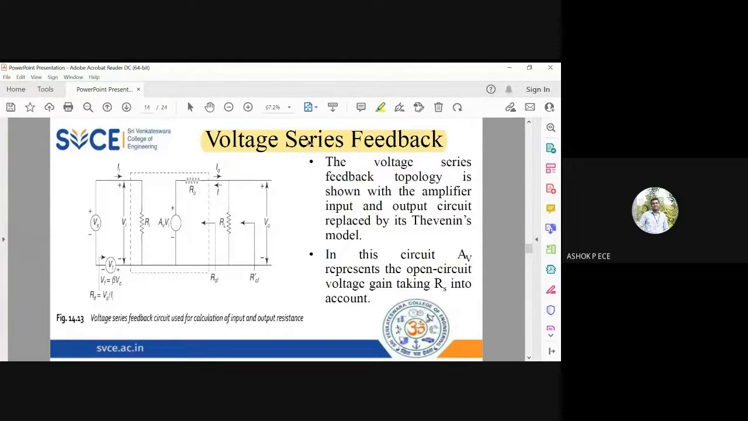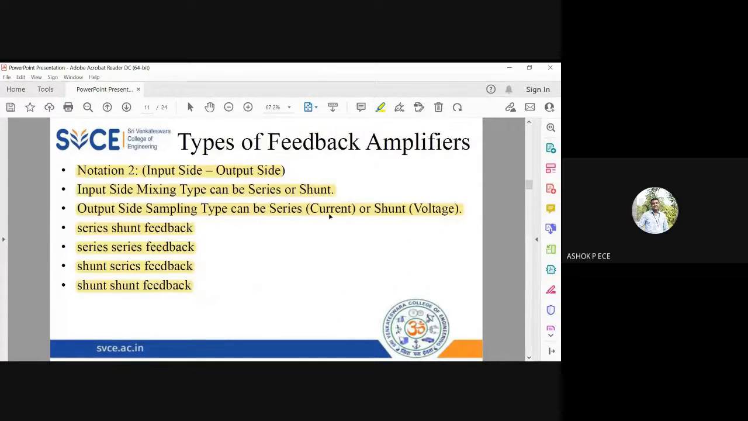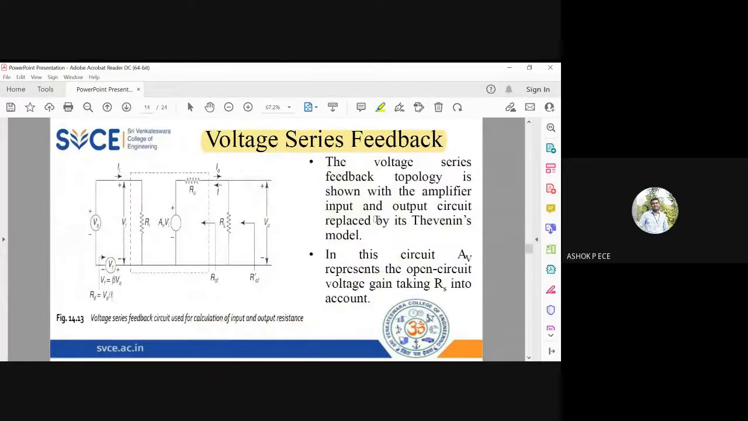The voltage series feedback is also called series shunt feedback. We have seen the name, right? But since you have voltage on the output side also, you have the term voltage. We'll be using a voltage source at the output.